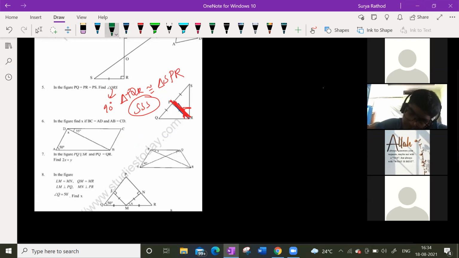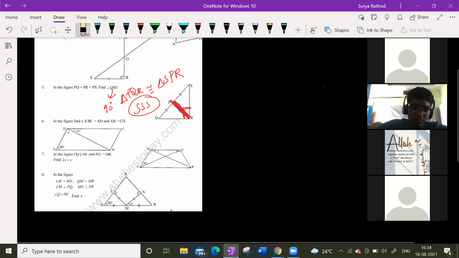Fine. So here, what is the sum of all interior angles of a quadrilateral? 360 degrees, sir. So it is 50 here. So now if I take two triangles here, look at this. This triangle and this triangle.